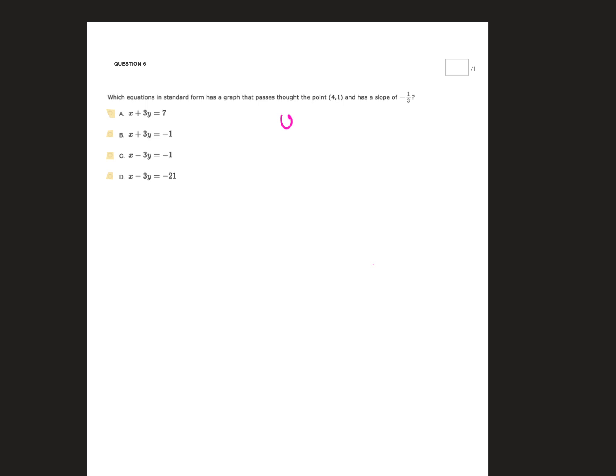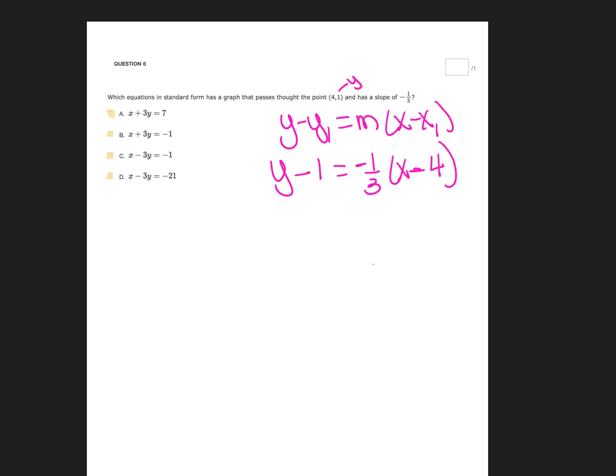First, I'm going to put this equation into point-slope form: y minus y1 equals m times (x minus x1), and now I'm going to plug it in. So I have y minus 1, this is my y in the point, equals my slope, negative 1/3, times (x minus 4). Okay, so now this is point-slope form.